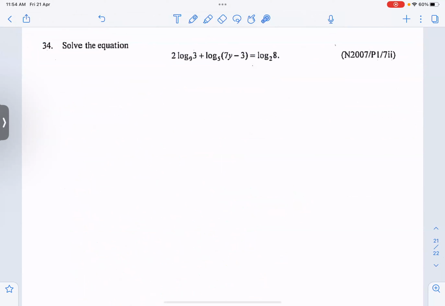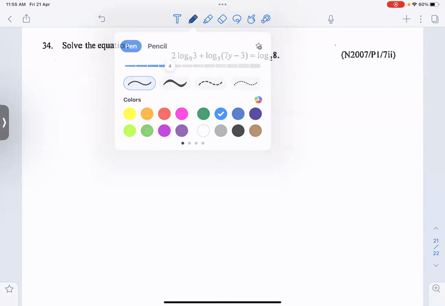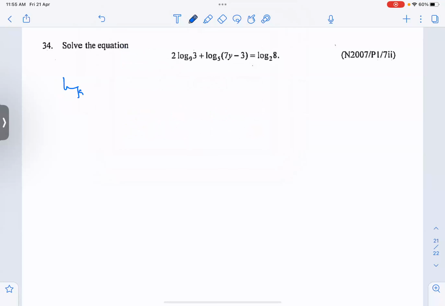Let's solve this. I can put this 2 over this. It will become 2 log 9. This 2 will become the power. So it will become log 9 3 square plus log 5 (7y minus 3). You can't do anything here right now. Here you can write this as log 2 cube because 2 cube is 8.